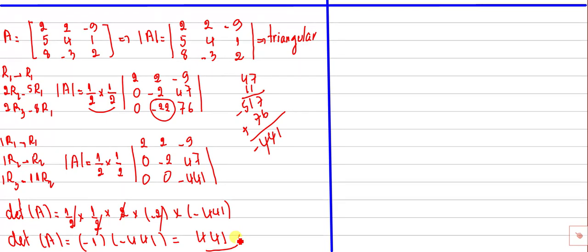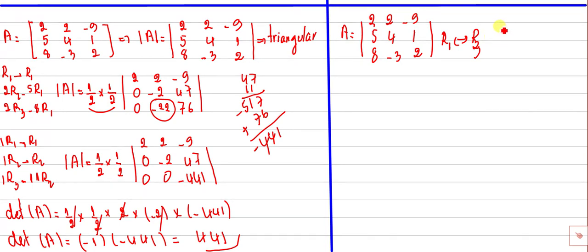If we want to change the row, it just only changes the sign. Example, I get determinant A here is 2, 9 and 5, 4 and 1, and one more is 8, minus 3 and 2. If I change row 1 and row 3, or row 2, up to you. Row 1 and row 3, we get another determinant of A.